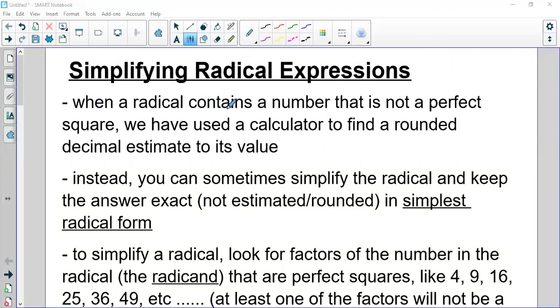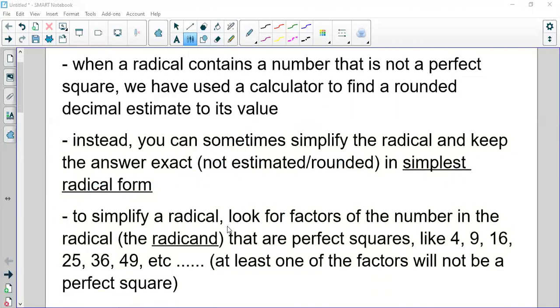When a radical contains a number that is not a perfect square, like the square root of 50 or the square root of 72, we've used a calculator to find that rounded decimal to estimate its value. We did that when we did the quadratic formula. We rounded them to the nearest tenths place or hundredths place, and estimated the values. But instead, sometimes, not all the time, you can simplify these radicals and keep your answer exact. It will not be estimated. When you do that, it's called simplest radical form. That's our vocab term, simplest radical form.